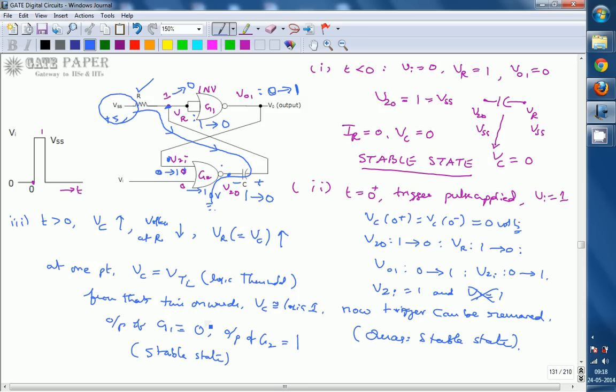So the circuit diagram works as a monostable multivibrator. If you apply a trigger pulse, it will go to the quasi stable state, and without application of one more trigger pulse, it will come back to the stable state. How much time it takes to come back to the stable state depends on the time constant at which the capacitor is charging. The time constant for this circuit is R into C. With time constant RC, the capacitor is charging. Whenever the capacitor reaches the logic threshold voltage, the CMOS monostable multivibrator comes back to the stable state. This is a simple operation of CMOS NOR gates.